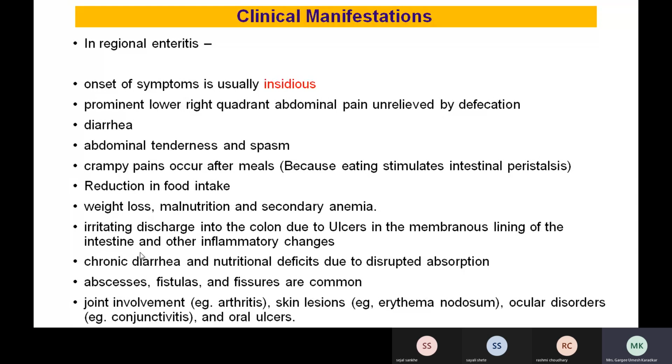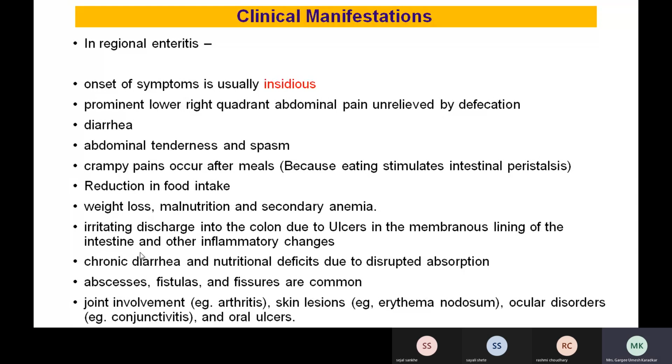Then irritating discharge into the colon due to the ulcers in the membrane lining of the intestine and other inflammatory changes will be present. Okay, so there is ulcer formation. So what is happening from the ulcer formation? There is some discharge which keeps on coming out of the inflammatory changes. So that will cause irritation to the colon. Then there is chronic diarrhea and nutritional deficit. As we already said, the patient may go into malnutrition.